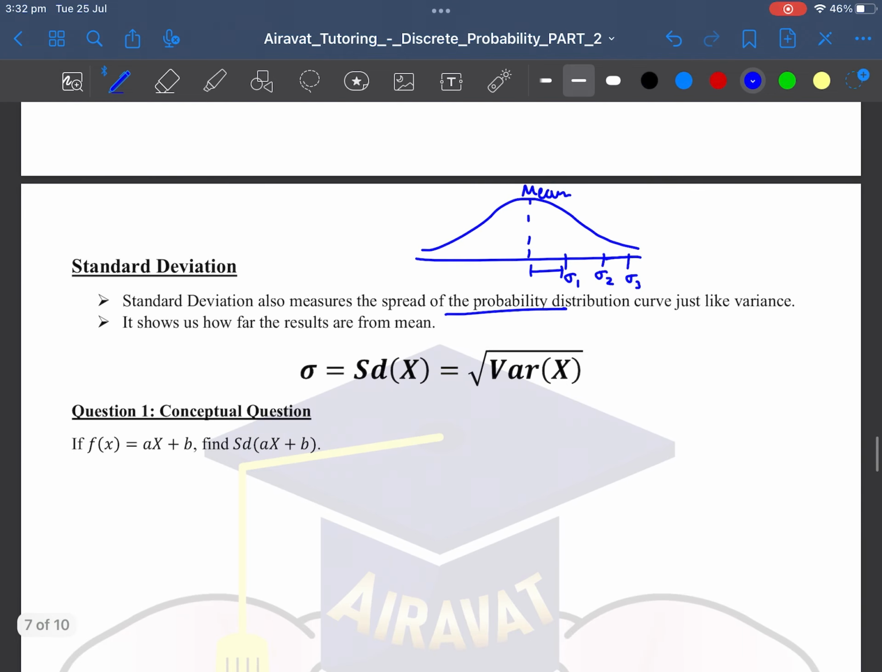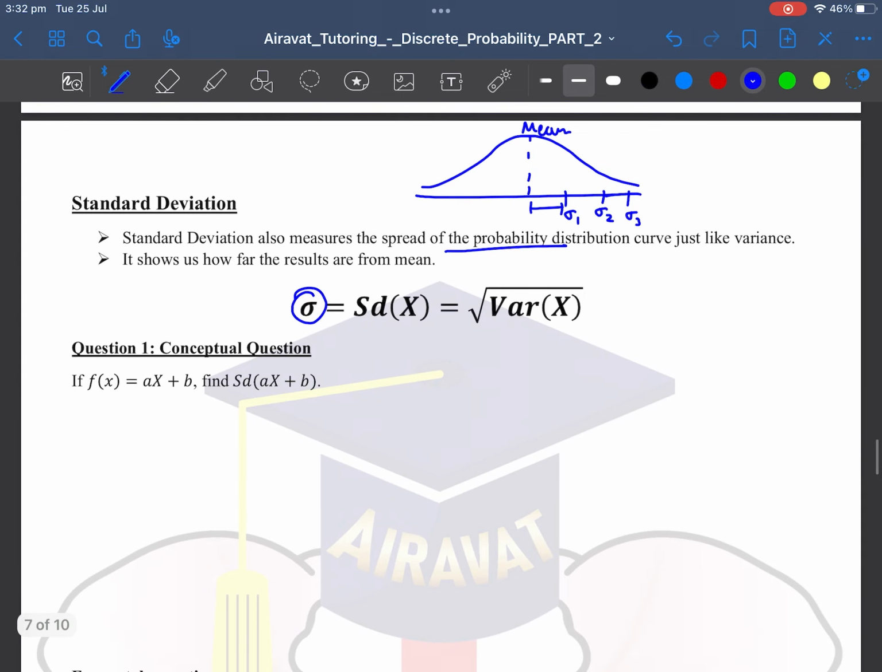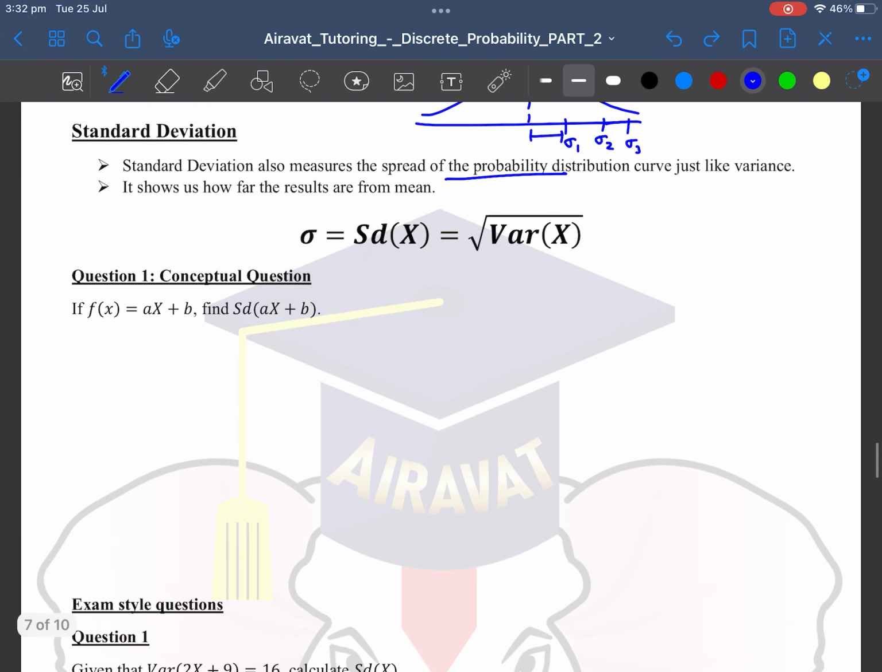Alright, so this symbol right over here is called sigma, to represent standard deviation. And standard deviation is also the square root of variance. So using this knowledge, can we derive a linear transformation identity for standard deviation? Of course we can. So how do I do that?